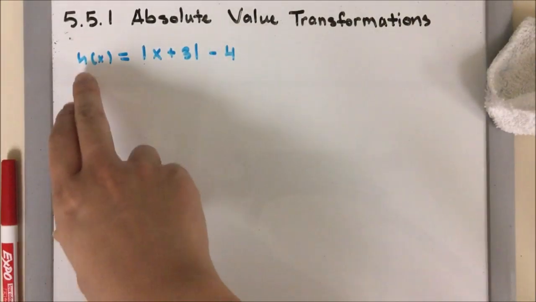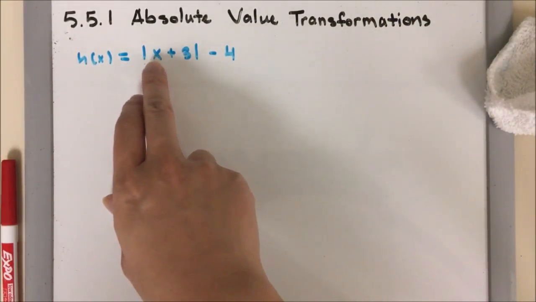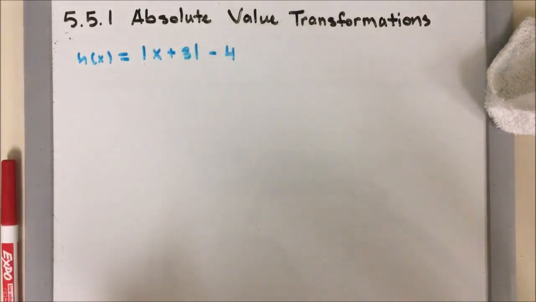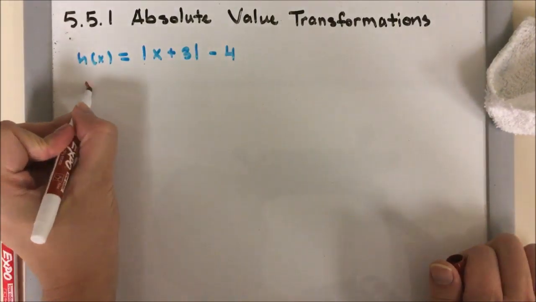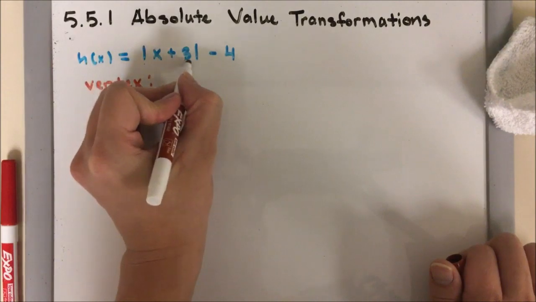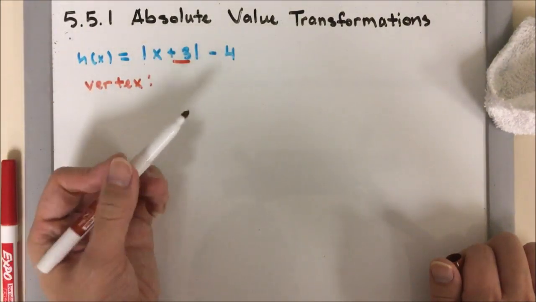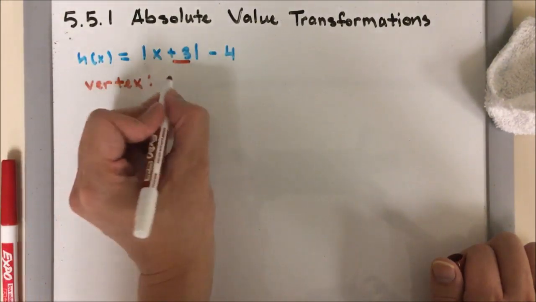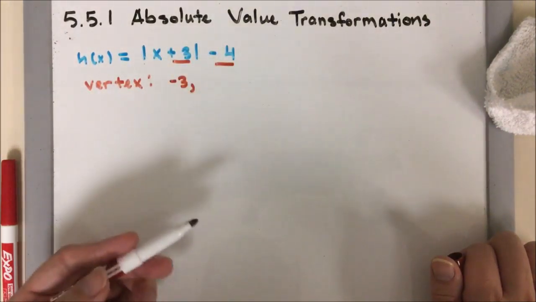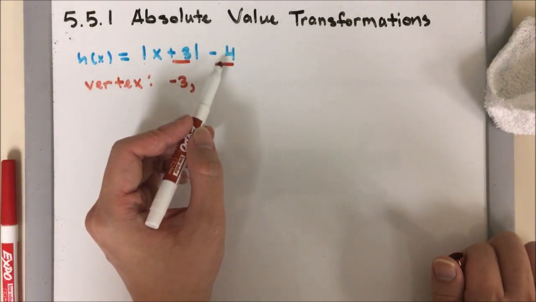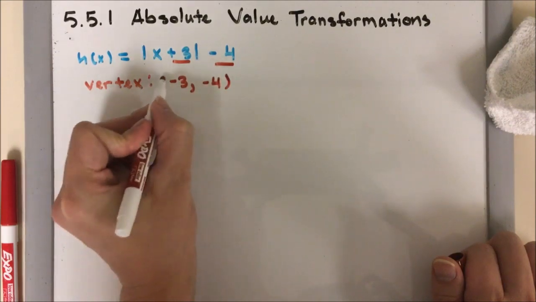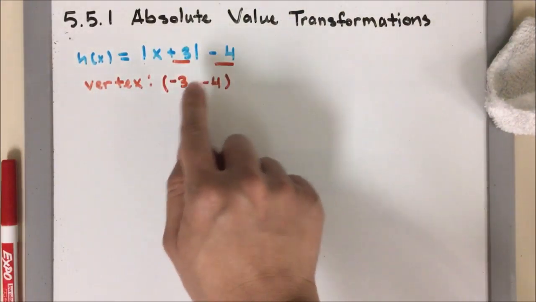Alright, the next function we have h of x equals the absolute value of x plus 3 minus 4. So if I were to ask you to find the vertex, remember the rule for vertex. The first one is the x-coordinate. So plus 3, meaning positive 3, the opposite of positive 3 is negative 3, comma, and then the rule is same y. Since it's minus 4, meaning negative 4, I'm going to use the same number, so negative 4. So here's my vertex. Opposite x, same y.